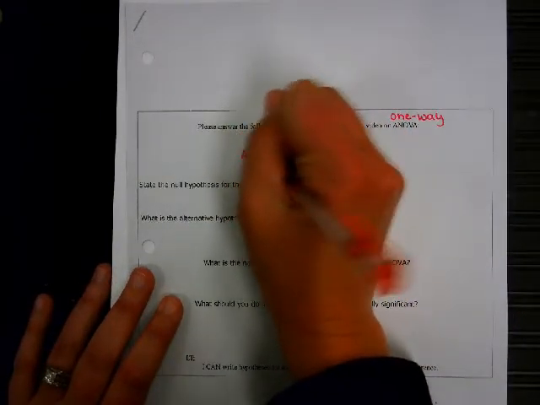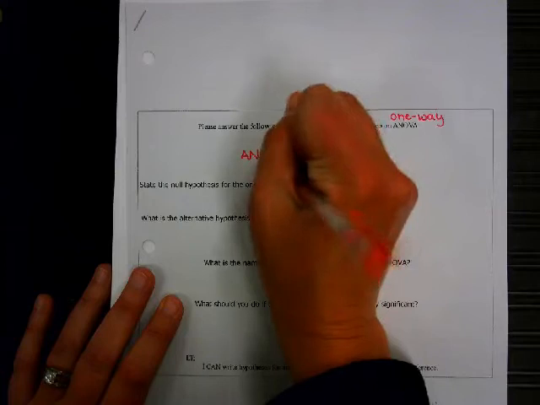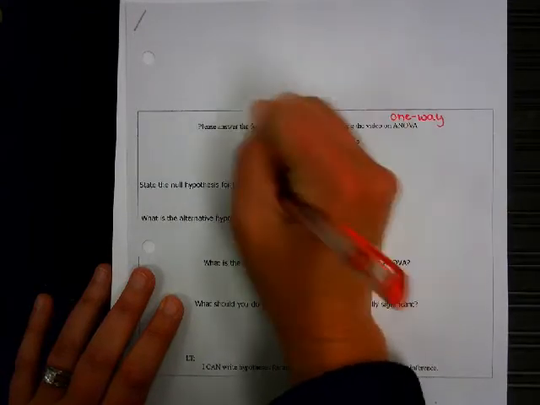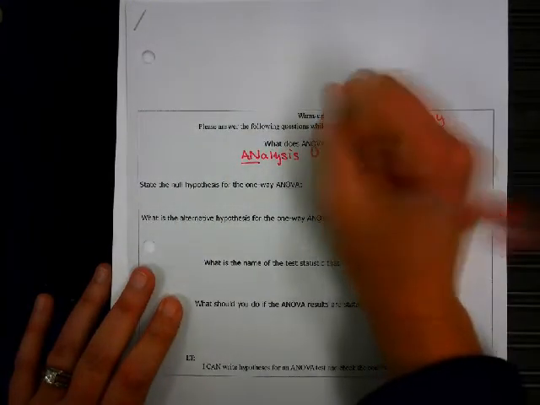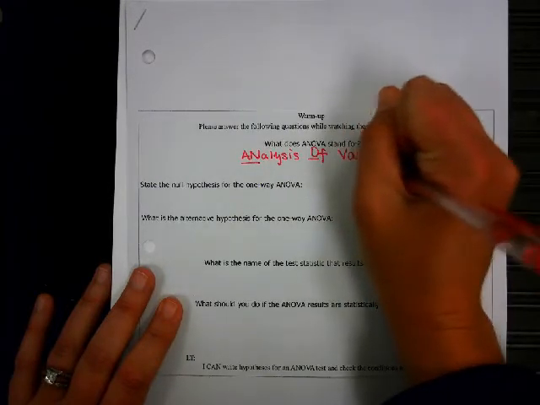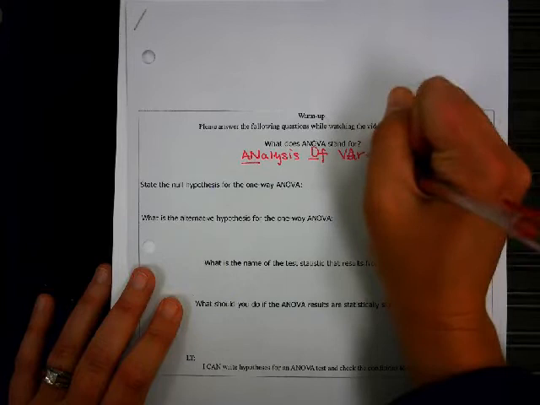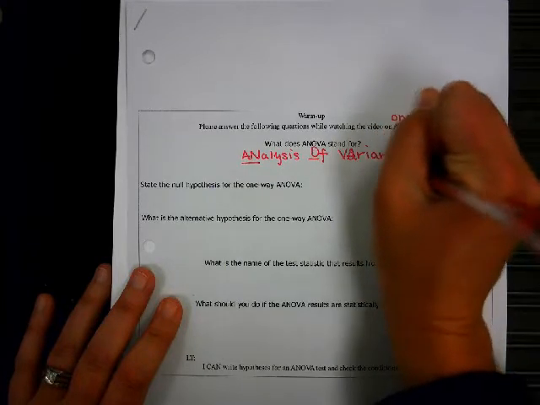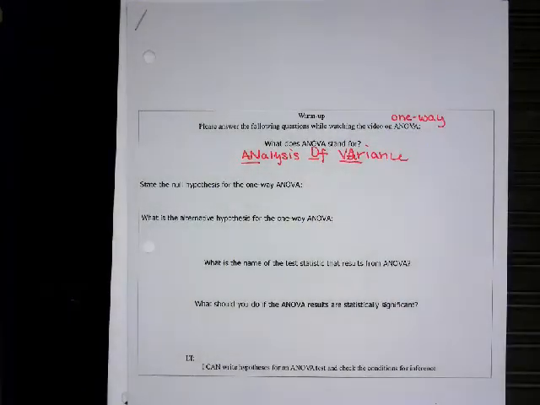ANOVA. It's three different... analysis. They get the AN from analysis, O from of, variance. Oops, I forgot to capitalize that. That's where they get the ANOVA: analysis of variance.